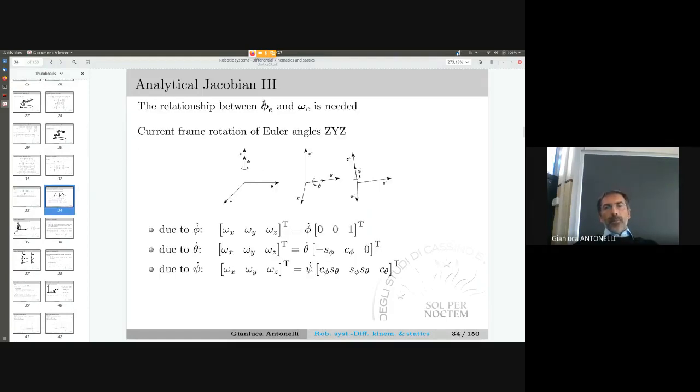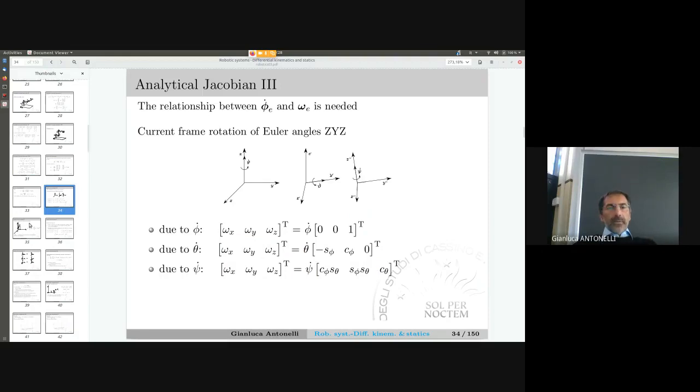Now, can I compute a transformation from phi dot e to omega e? Yes, this can be done. And here we just see one of those transformations in order to understand one subtle aspect of this transformation. If I use the current frame rotation z, y, z, I can extract the angular velocity from each component of the time derivative of the three angles. For example, for the first one, I can notice that the angular velocity is aligned with Z with amplitude phi dot, that is the first angle. Then the second is aligned with this vector here, with amplitude theta dot, and so on.